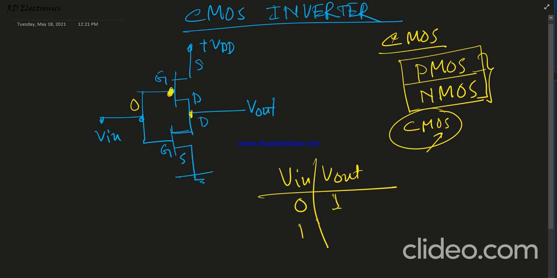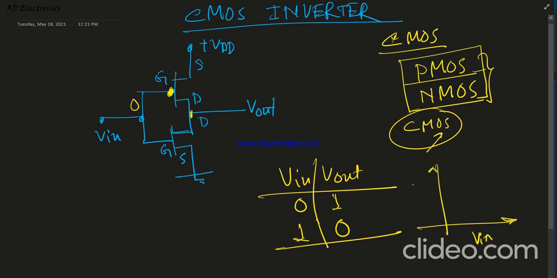output equal to 1. But when V input equals 1, then the N MOSFET is on but the P MOSFET is off, so there is no connection to VDD, so that means the output equals 0. So this is the first concept of complementary metal oxide semiconductor, also known as the CMOS inverter or CMOS NOT gate application. Okay, so the transfer characteristic looks like this.